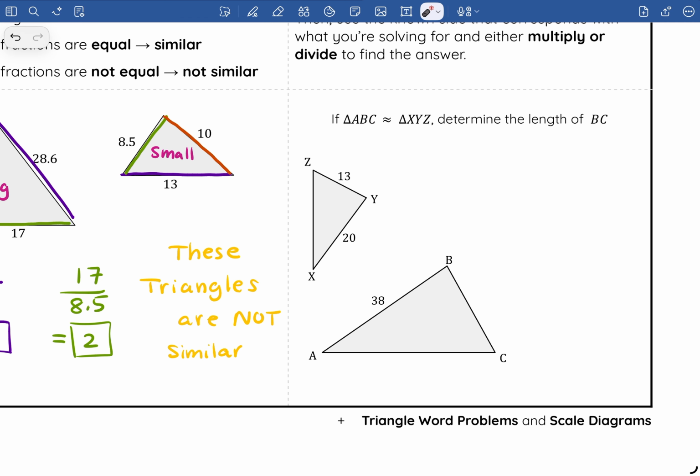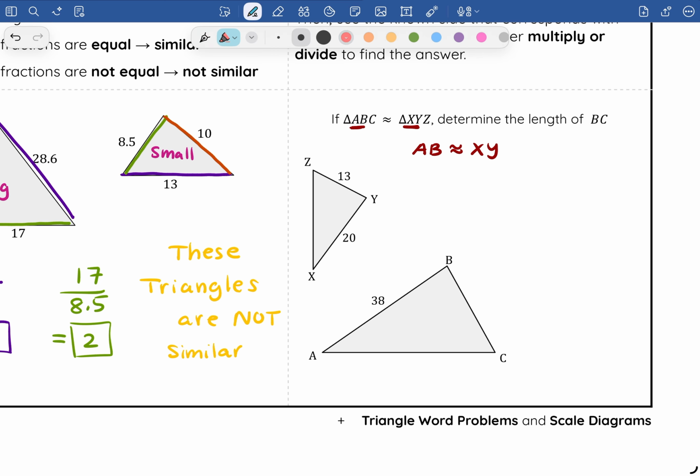And using this, the order of the letters are really important. This will tell us which sides are actually similar. You might be able to figure it out just by looking at the triangle, like this one probably matches with this one, but for the other sides, it's a bit weirder. And so the order of the letters tells us that the first two, A, B, will be similar to the first two of the second triangle, which are X, Y.